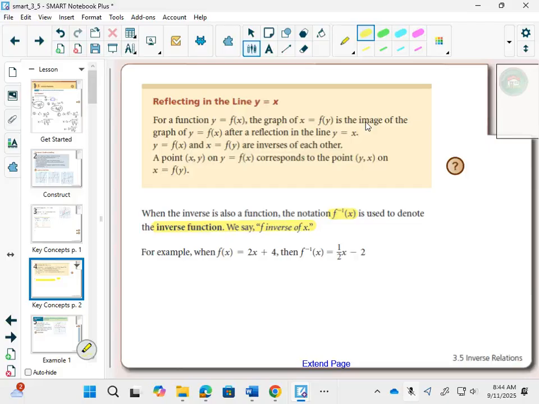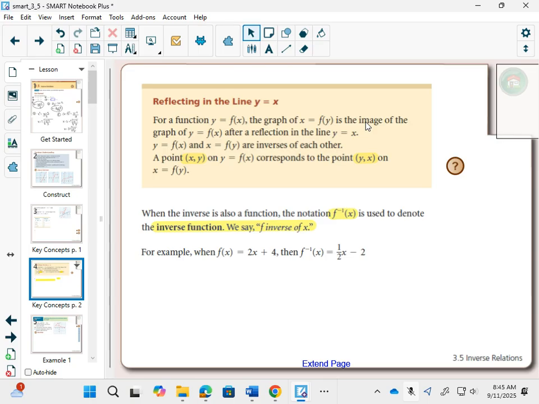And what happens in the inverse function, graphically, is that if you took a function and reflected it in the line y equals x, every point on your original function, you just switch the x and y values to find a point on your new function. And that new function will be the inverse. Sometimes that new relation is not a function. If that relation is also a function, then we would say it is an inverse function.